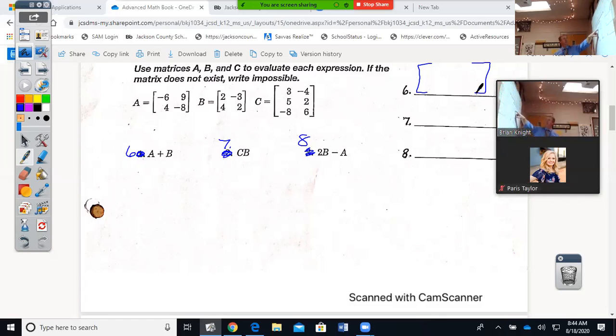So -6 plus 2, you add up the elements that match up with each other. So what's -6 plus 2? -4. 9 plus -3 is 6. 4 plus 4, 8. And -8 plus 2, -6, okay?